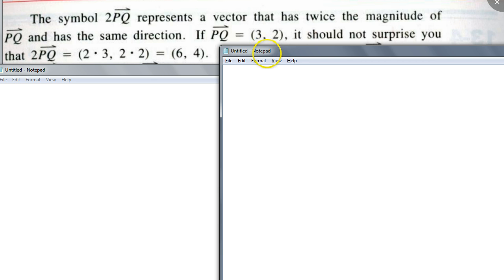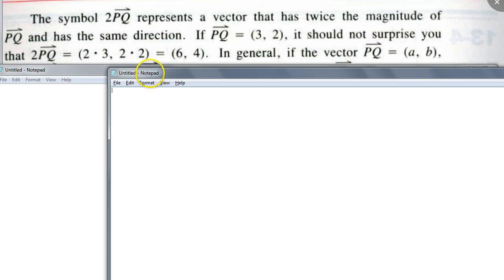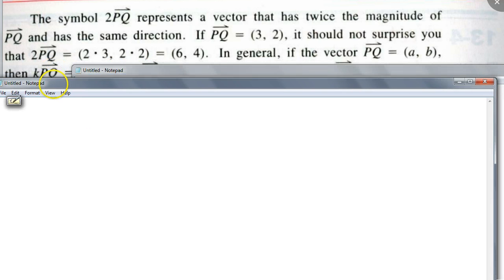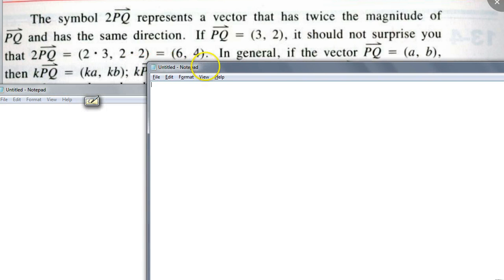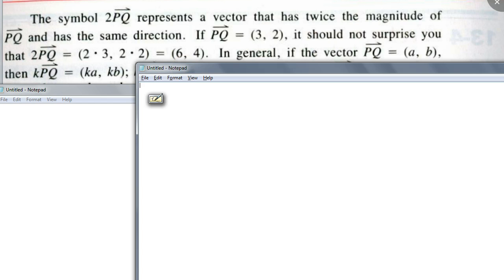So in the general case, who wants to read this? Kenneth, can you read this for us? In general, if the vector PQ equals A comma B, then K PQ is equal to? You guessed it. K A, K B. Does that make sense?